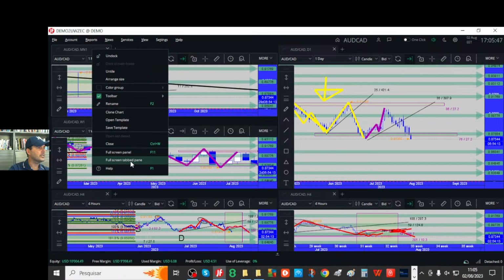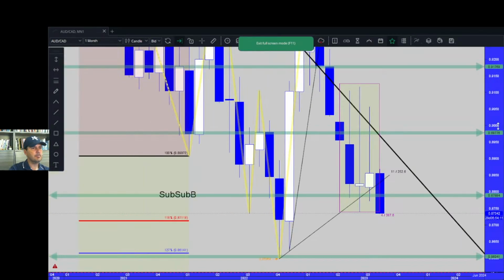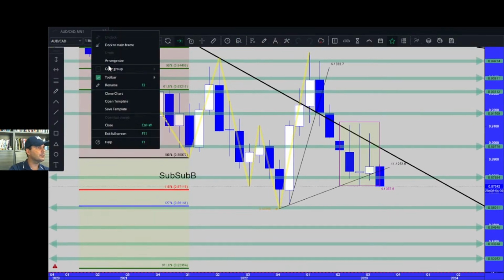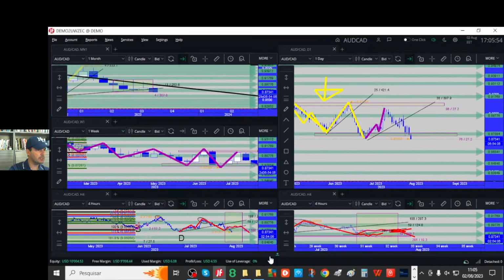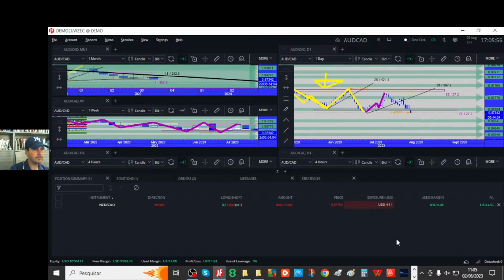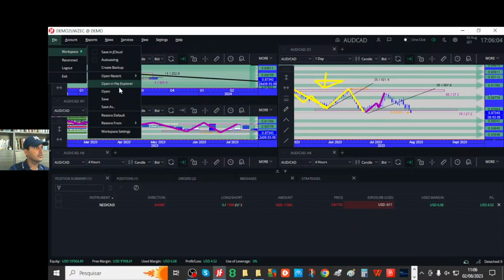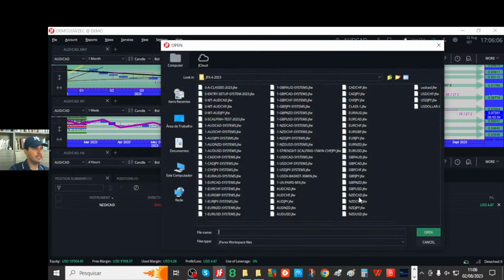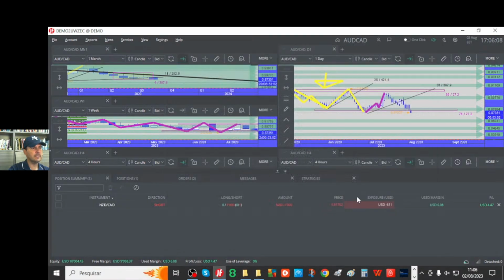So, AUD CAD monthly chart first, everybody. Oh, let's see how is our position from yesterday, right? We entered into a trade yesterday. Everybody, we entered into a trade yesterday. We were shorting NZD-CAD, right? So NZD-CAD, we shorted NZD-CAD on the 4-hour chart yesterday.